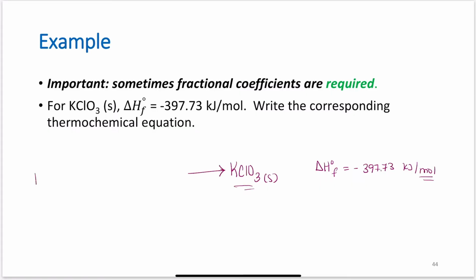What goes into here? Potassium. Potassium is a metal. It is a solid. The only metal that's not a solid is mercury. I've got chlorine, Cl2. Chlorine is a gas. Bromine's a liquid, iodine's a solid, but chlorine is a gas. I need 1 of them, so I'm going to say 1/2. I've got oxygen. Oxygen also a gas. I need 3 of them, so I'm going to say 3/2 O2. And that will balance out to give me 1 mole of KClO3.